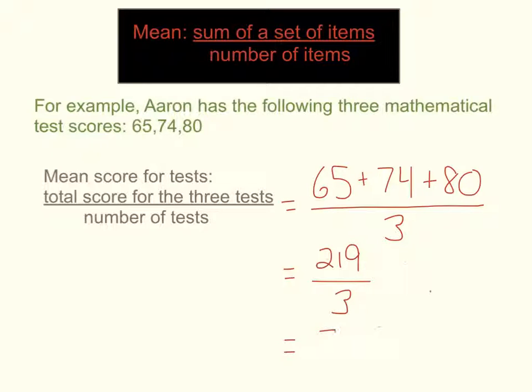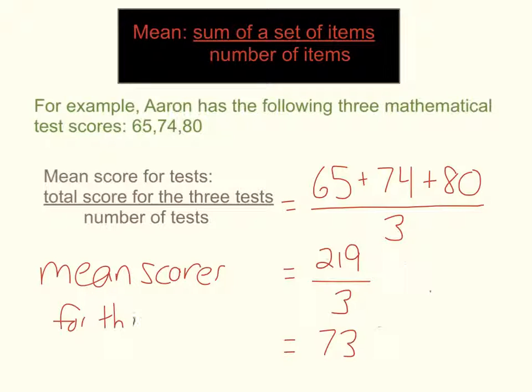So your answer should be 73, which means that his mean scores for the tests is 73.